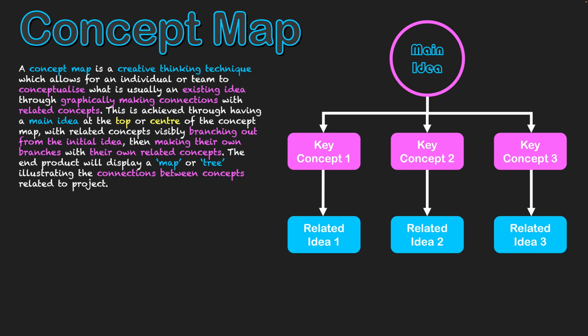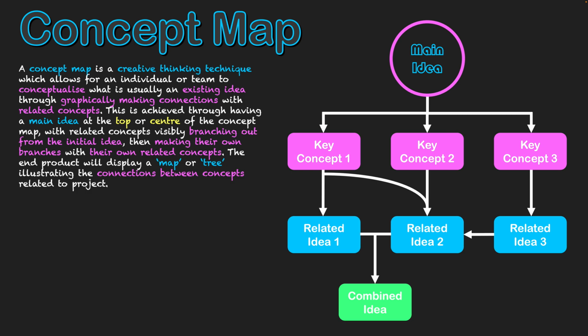Where a concept map differs is these key concepts and related ideas can also have relationships with each other and make more of a web with our lines. So related idea 2 might also relate to key concept 1. And related idea 3 might also relate to related idea 2. And related ideas 1 and 2 can be combined together and possibly make some sort of combined idea.